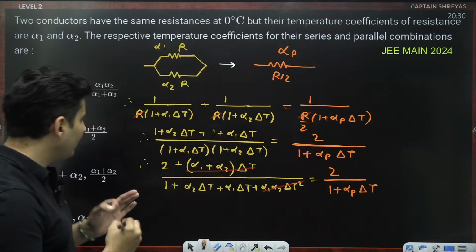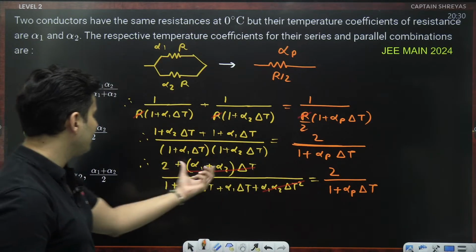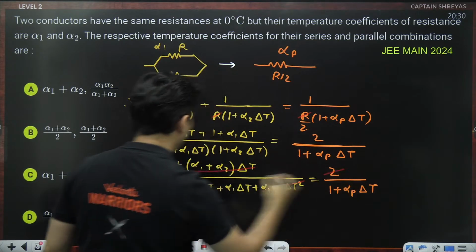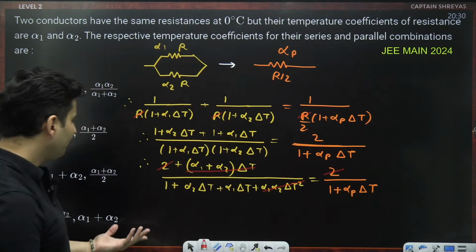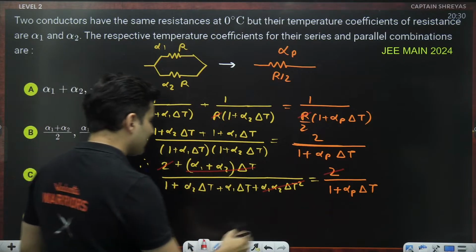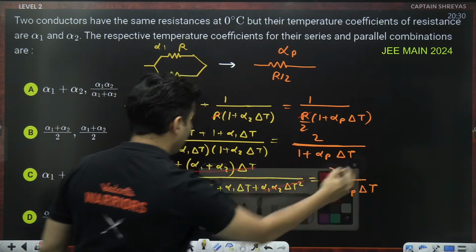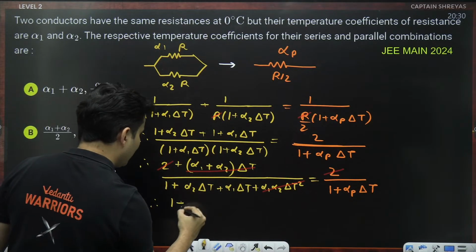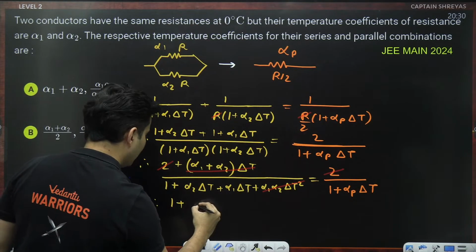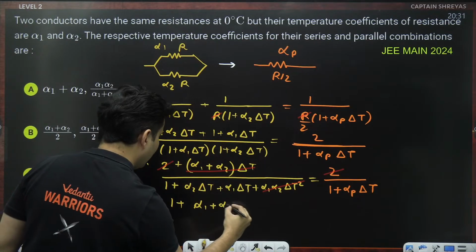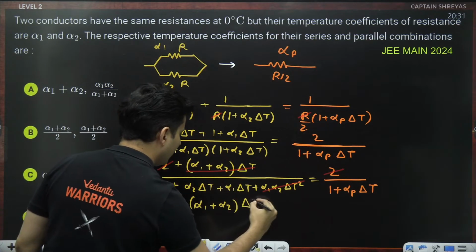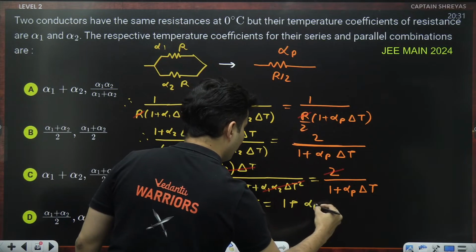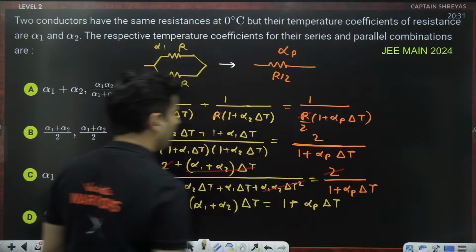I have a feeling a few more things might get cancelled. Once this is gone, even this number 2 over here and this number 2 will get cancelled. Perfect. So now let's write everything in the denominator on the top. So I'll have 1 plus, I can take alpha 1 plus alpha 2 common, and this is delta t, equal to 1 plus alpha p delta t right over here.